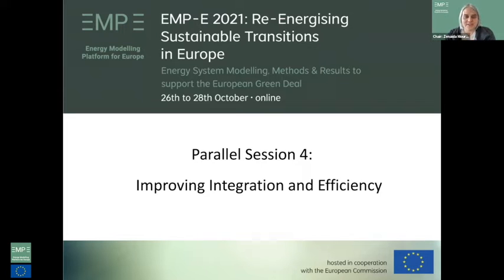So good afternoon. This is a parallel session for improving integration and efficiency. My name is Zenaida Morau, and I'm the chair of the session, and Marianne Zeringer is the co-chair. We just have initially some housekeeping, and then we'll share a very brief intro of the speakers and the presentations.